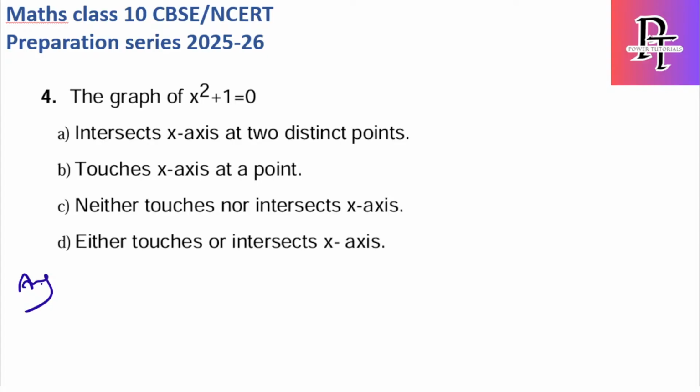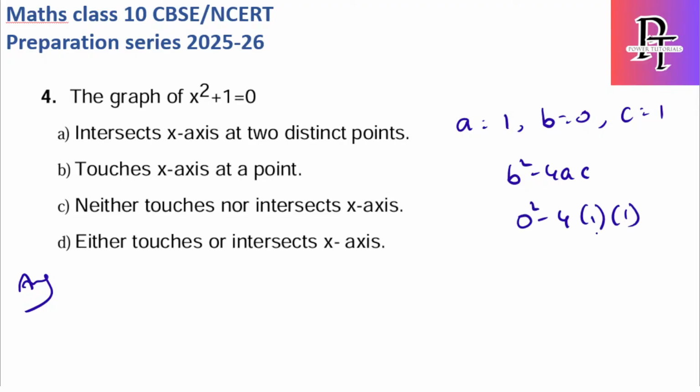So let's continue. The graph x square plus 1. Here, if you write the values of A, B, C, A is 1, B is nothing, 0, and C is 1. So what is the D value now? D is nothing but B square minus 4AC, which is 0 square minus 4 into 1 into 1. So I'm getting the value as minus 4. So the D value is less than 0. If D is less than 0, we don't have any real roots. So simply it neither touches nor intersects the x-axis.